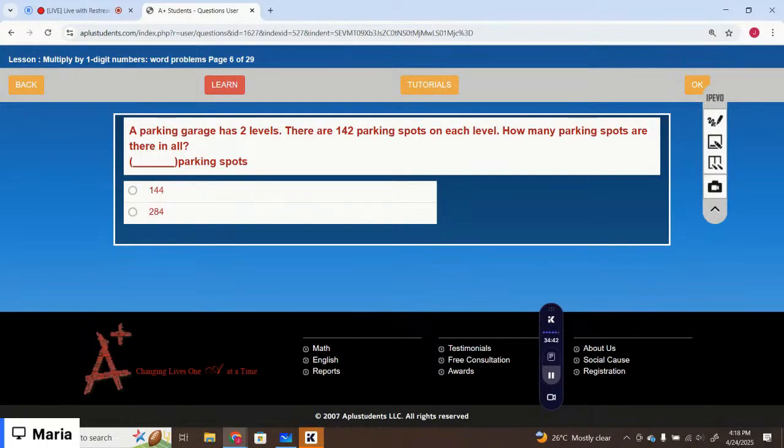A parking garage has 2 levels. There are 142 parking spots on each level. How many parking spots are there in all?